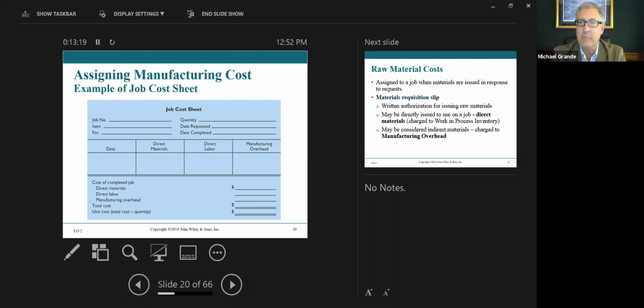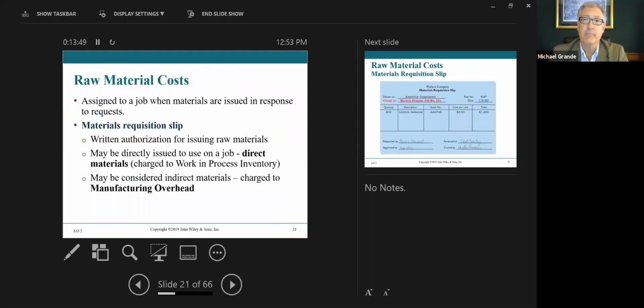The quantity up in the upper right-hand corner is the number of units. And the next section is where they keep track of the postings that are going on for materials, labor, and overhead. And then at the bottom, we have a summary, which is our product cost. Direct materials, direct labor, manufacturing overhead, total cost. And then in order to come up with the cost per unit, or the unit cost, we take the total cost divided by the number of units.